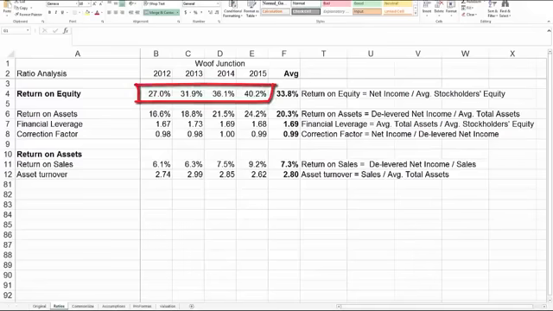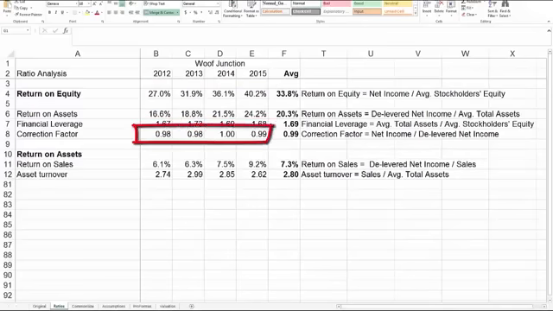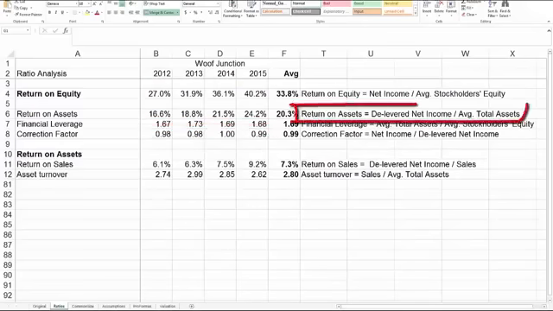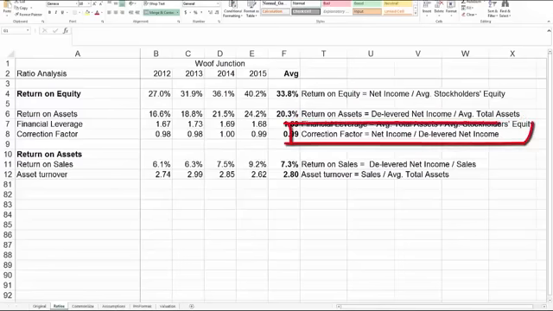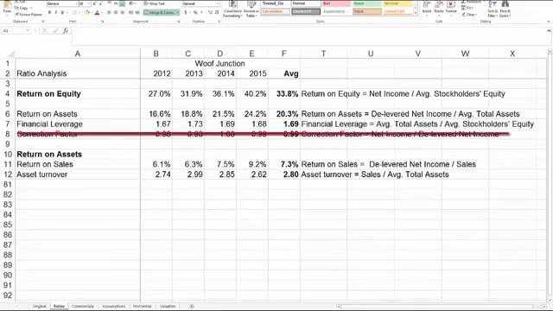Well, we can look at the two drivers, return on assets and financial leverage. Now, I've thrown in a third factor, a correction factor, because remember, for return on assets, we now use de-levered net income. So once you put in de-levered net income, ROE is no longer equal to ROA times leverage. You also have to add a correction factor, which is the ratio of net income to de-levered net income. This is not important. We're not going to do anything with this. I just put it in for completeness.